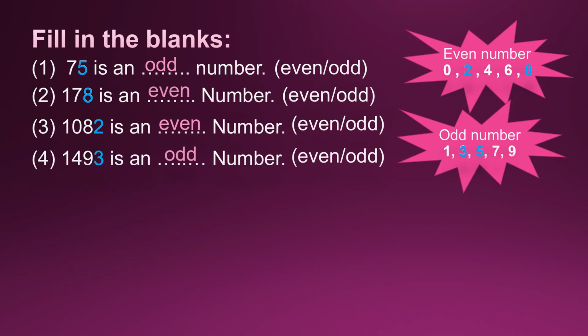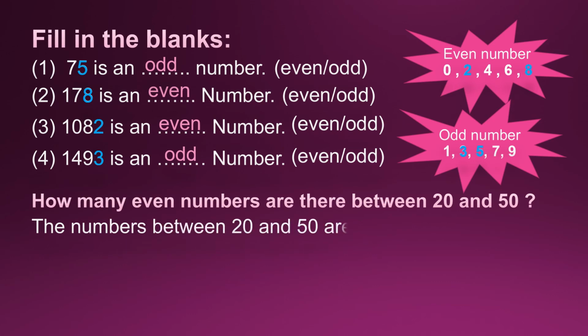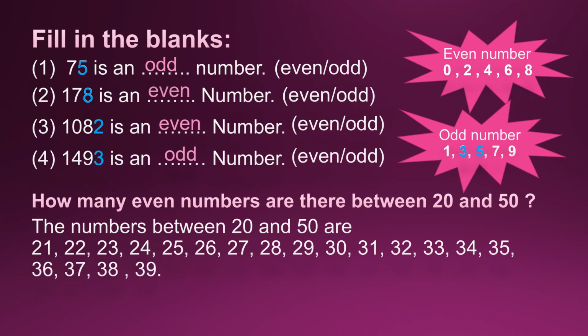Let us solve one more question. How many even numbers are there between 20 and 50? First, we will write all the numbers between 20 and 50. That is 21, 22, 23, 24, 25, 26, 27, 28, 29, 30, 31, 32, 33, 34, 35, 36, 37, 38 and 39.